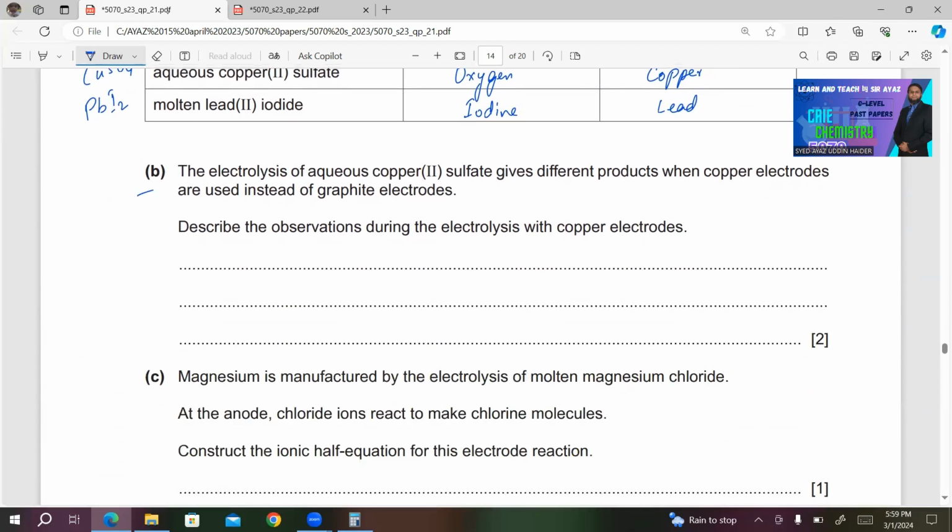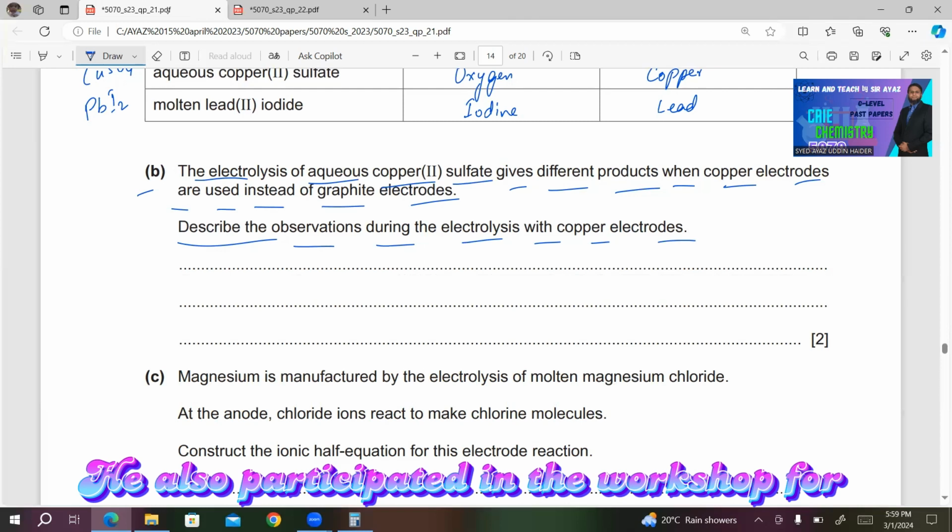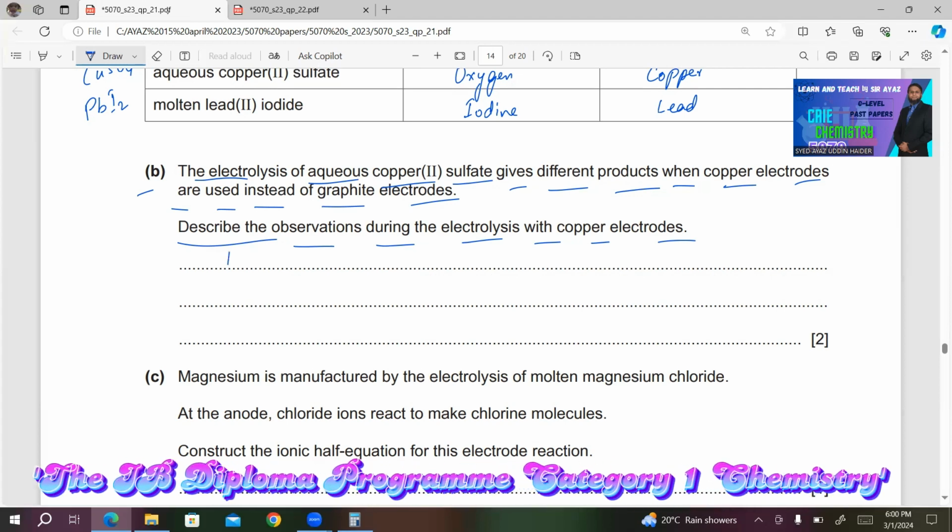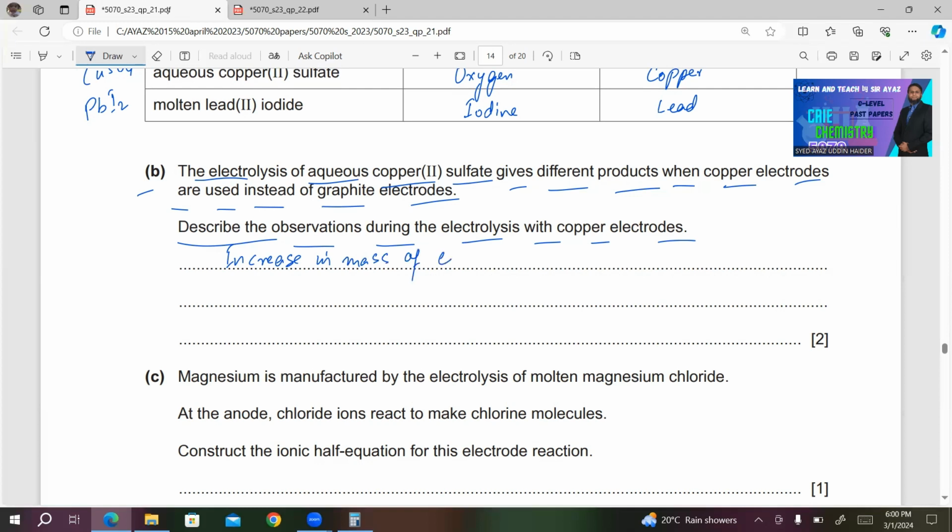Part B, the electrolysis of aqueous copper 2 sulfate gives different products when copper electrodes are used instead of graphite electrodes. Describe the observations during the electrolysis with copper electrodes. You can write any two from these, like increase in mass of cathode or pink solid deposits.